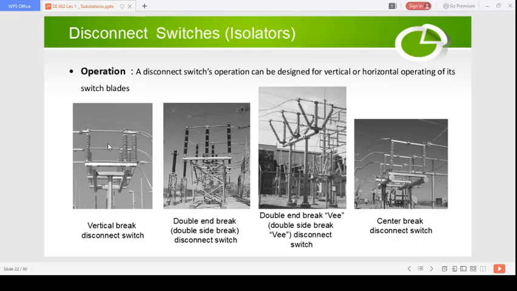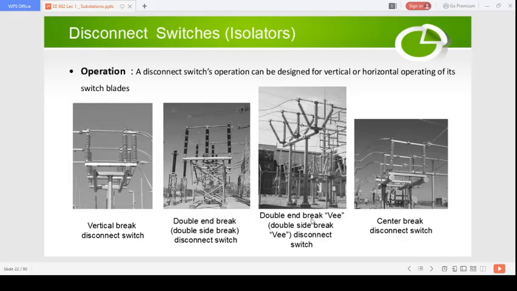Okay, so which basically breaks vertically upward, right? And then you have the double lane brake disconnect switch, which basically breaks from the two ends. Okay, so I have some videos, and you can find many videos on YouTube. So just search double lane breaker and how it works. You can see how the brakes are opening and closing.